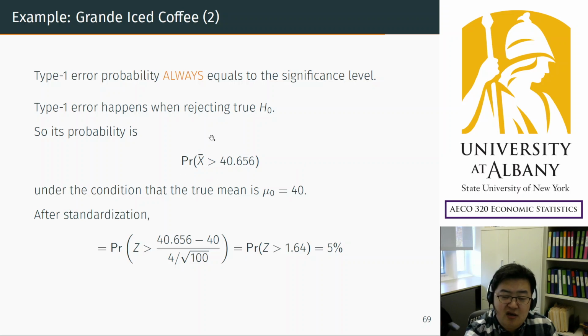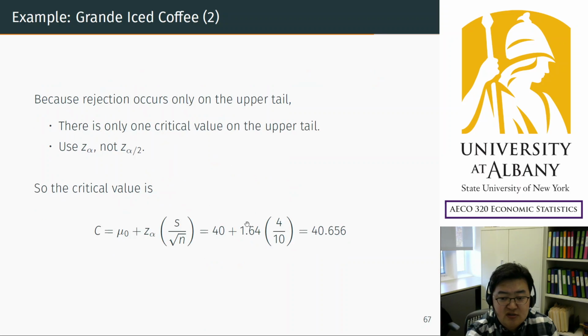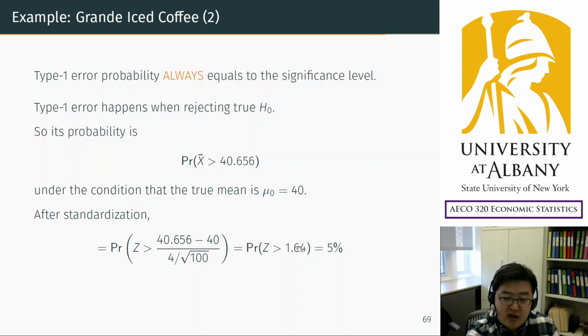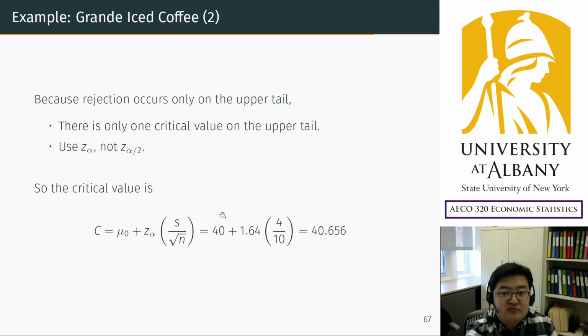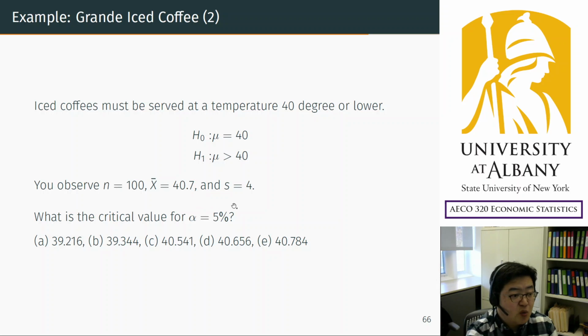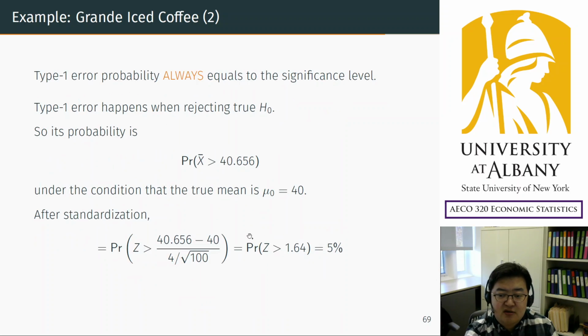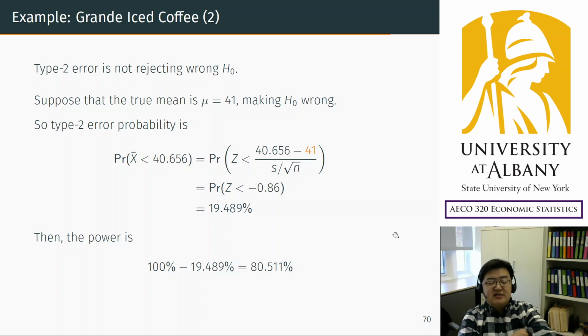This probability will be standardized to this form, and again, we will get 1.64 because this is what we used in the critical value. We are doing the same thing in the other direction. So in the end, we will get 5% because the critical value was calculated based on 5%. We come back to the same point. Okay, type 1 error is actually easy. You don't need any algebra. But let's think about type 2 error probability now.